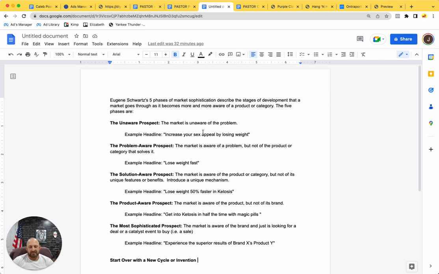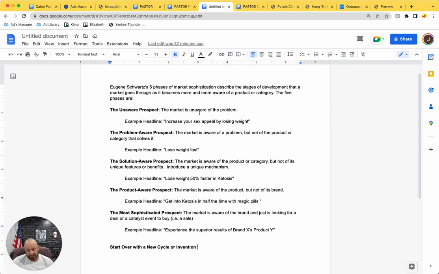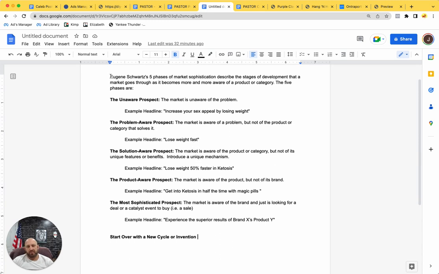And I want to spend a couple of minutes on this too. I don't want to confuse you, but this is about meeting your market where they're at. There are five phases of market sophistication. You have people that are unaware. Think about where your market is: the majority of my market, where do they fall on this spectrum? Either they're unaware of the problem, like I'm using weight loss here as an example.